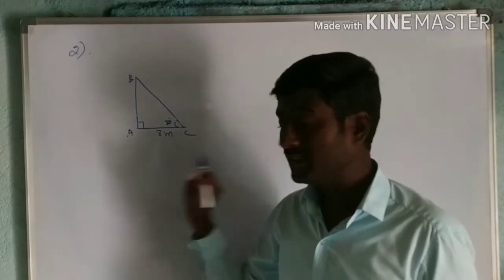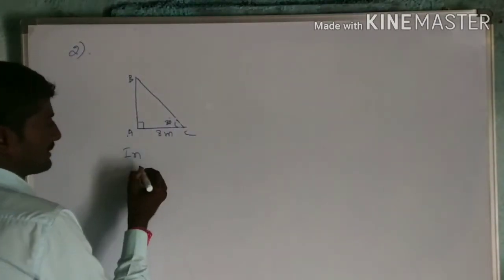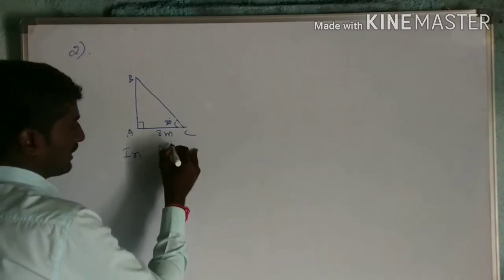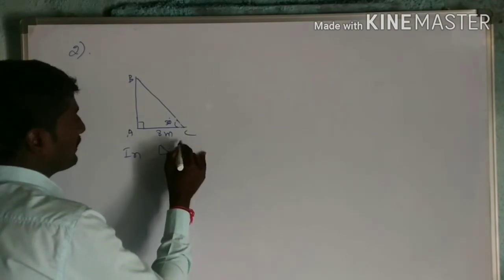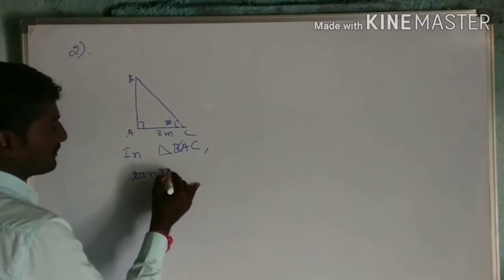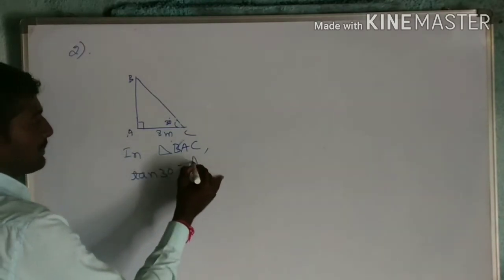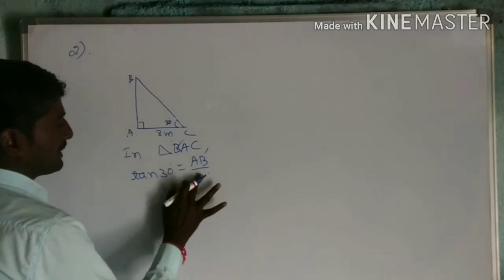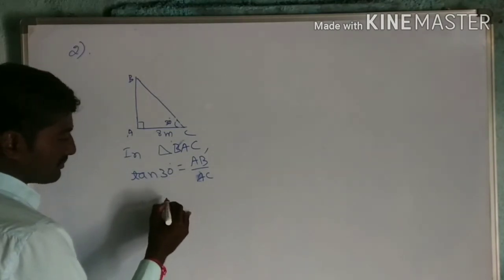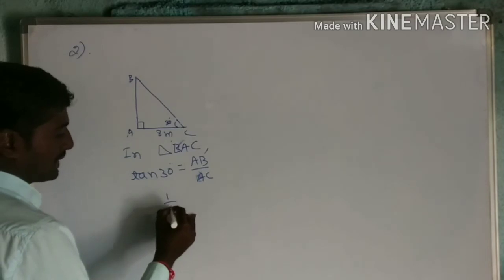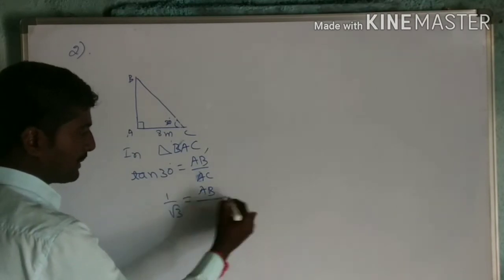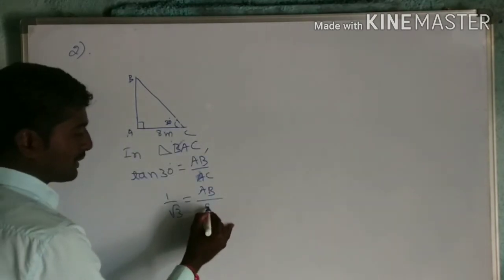That is AB. Now in right angle triangle BAC, I can apply tan 30 degree. Tan 30 is nothing but what? AB divided by AC I can write. So tan 30 value is how much? Sin 30 by cos 30. So that is 1 divided by root 3, equals AB, which we are going to find, divided by AC. AC is 8 meter given.